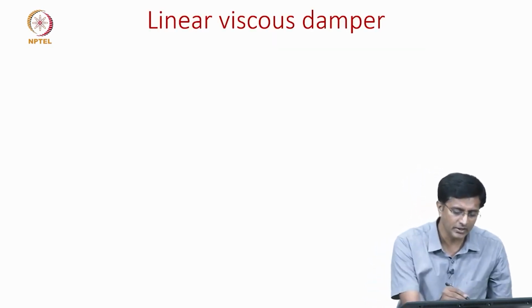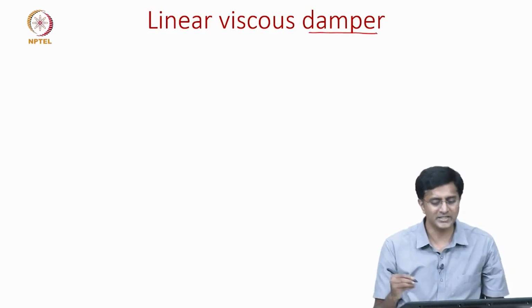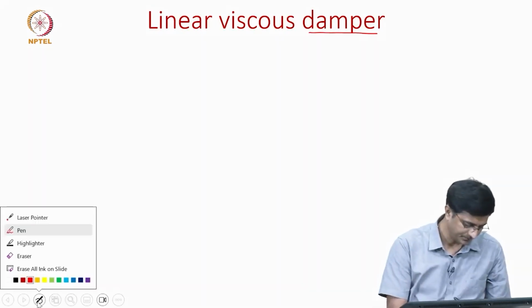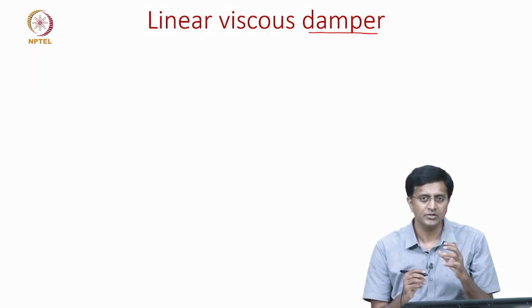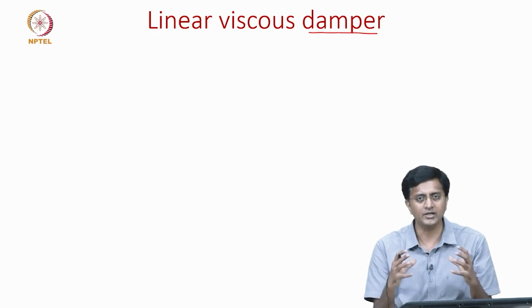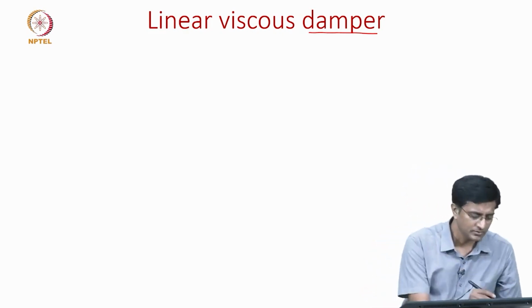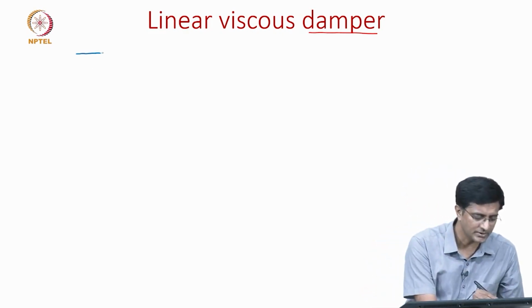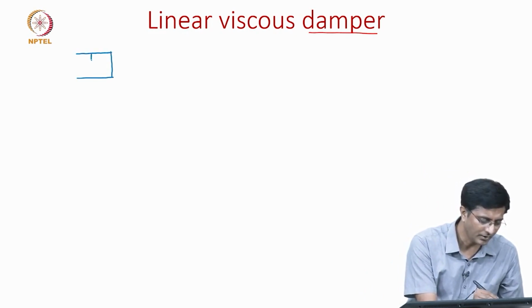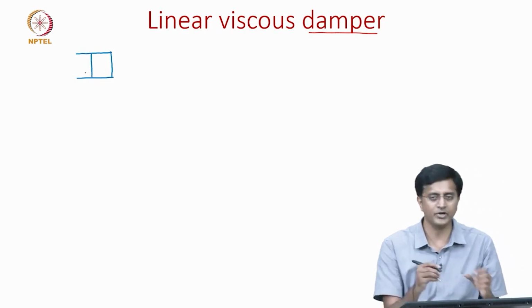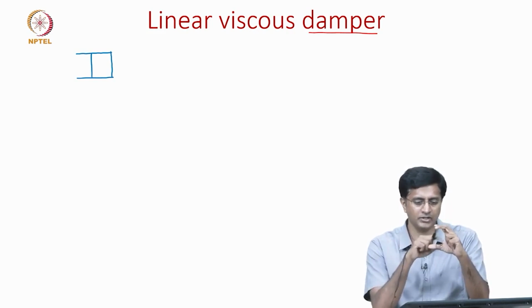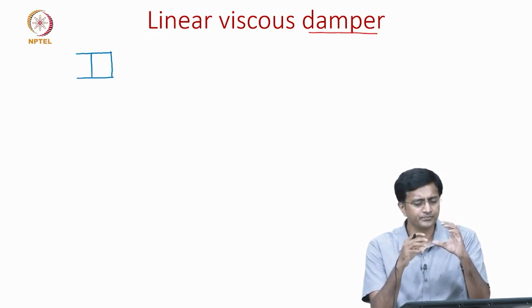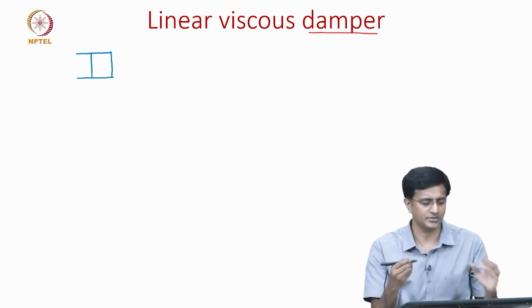Here we look at the linear viscous damper. First, let us see what a damper is. A damper is a perforated sheet which is contained in a container filled with a fluid. Let us say this is the container, and then we have this damper which is perforated. Perforated meaning, let us say this is a circular damper or a sheet with circular cross section, and we have many holes in it.